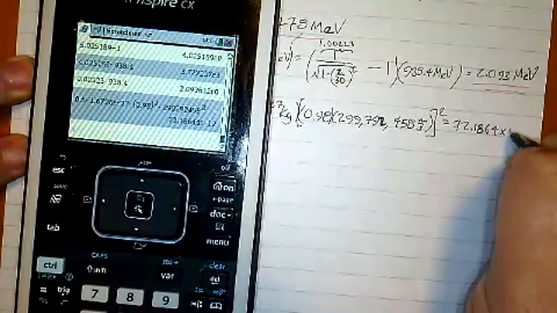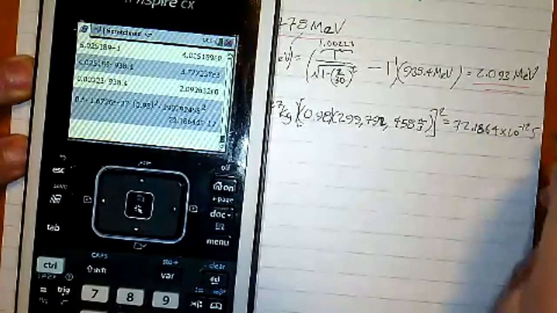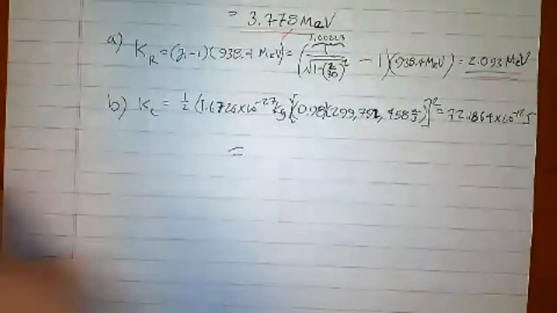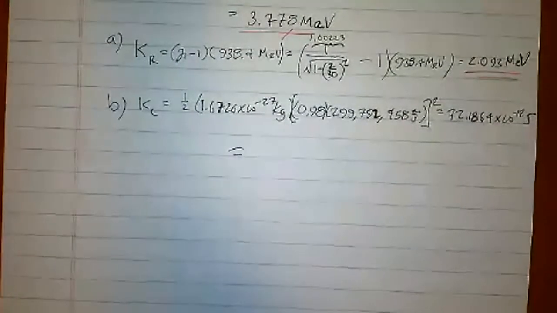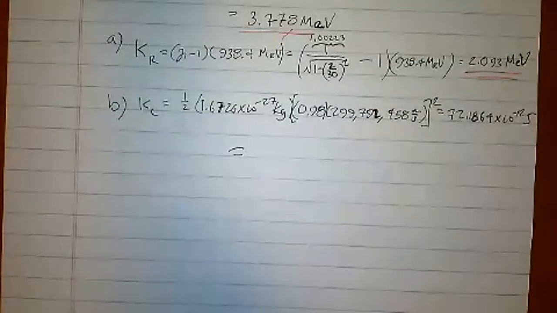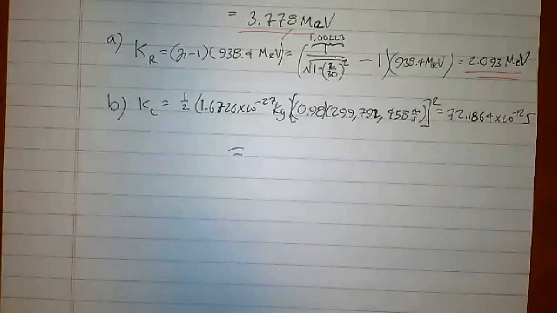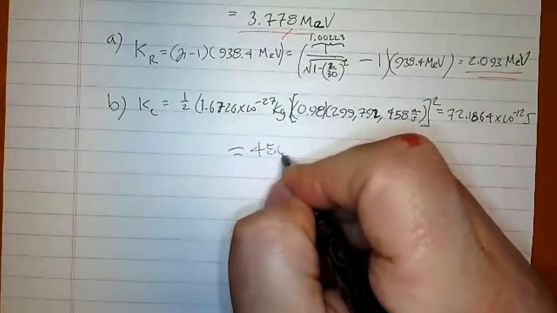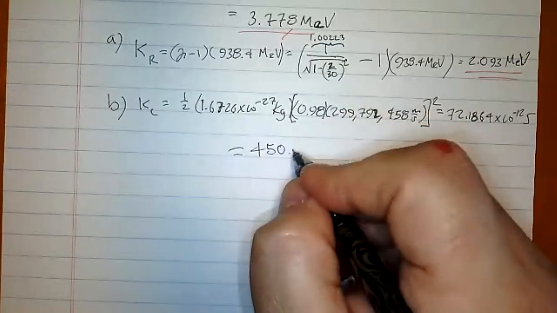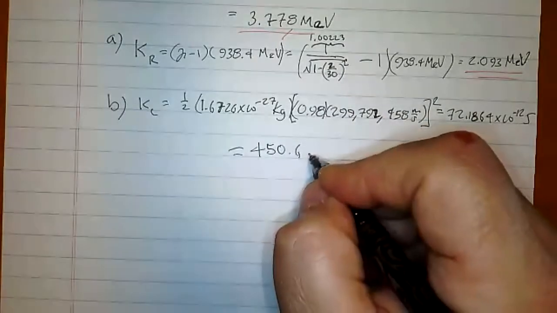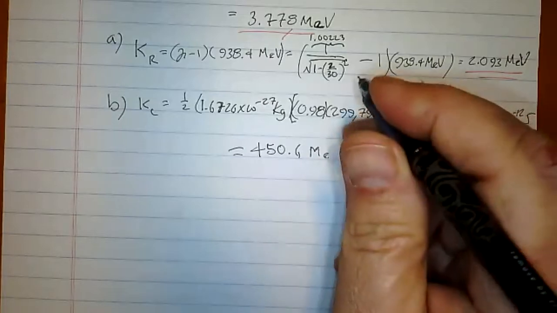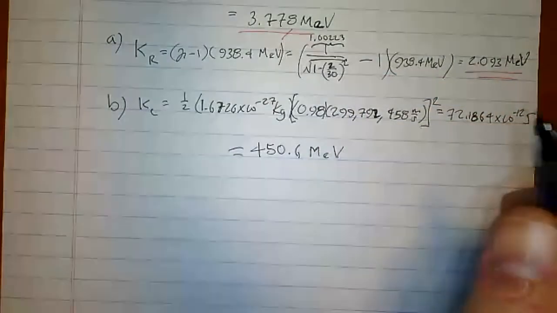72.1864 times 10 to the negative 12th joules, which I can now convert to electron volts by dividing by 1.602 e to the negative 19. And I get 450.6 mega electron volts.